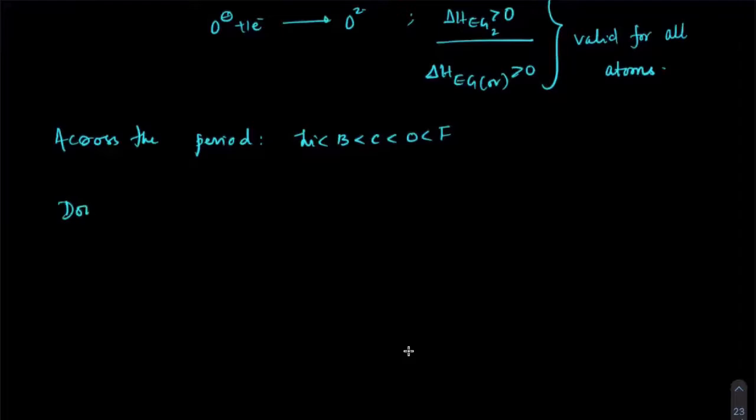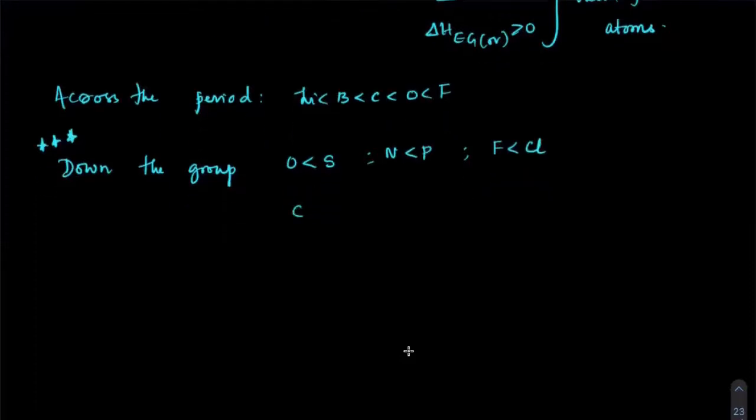Down the group is an interesting case here. This is a very, very important case. Electron gain enthalpy down the group. Due to size, oxygen is less than sulfur. Expected is oxygen greater than sulfur, but always oxygen is less than sulfur. Similarly, nitrogen is less than phosphorus. Similarly, fluorine is less than chlorine. And the same follows for carbon less than silicon, boron less than aluminium. This is how it is.